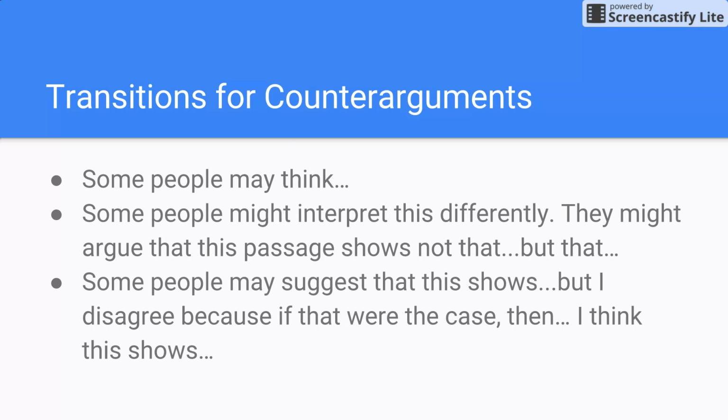So here are some really good ways to use transitions for your counterarguments. One way you could start off with is, some people may think. Another one could be, some people might interpret this differently. They might argue that this passage shows not this, but that. And the last one would be, some people may suggest that this shows, but I disagree, because if that were the case, then this would happen. I think this shows, and then you say your point.